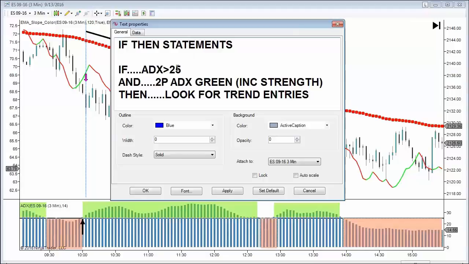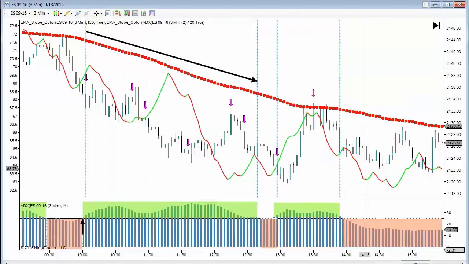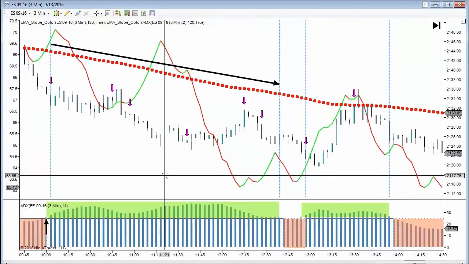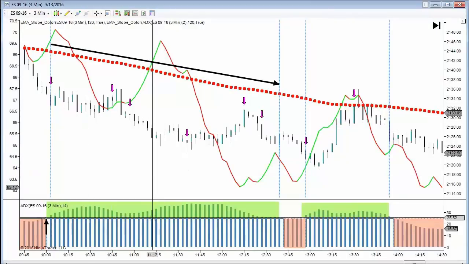If the ADX is greater than 25 and the 2-period ADX that we've input through the EMA slope color is green, indicating even more strength is coming in that next wave of an up move or a down move, then we look for trend entries. And this is a way to take all of the discretion out of looking at the charts, incorporating it with standard price action. So I'm going to save this template in our Dropbox for you to play with, experiment with, and maybe monitor while the markets are moving live.